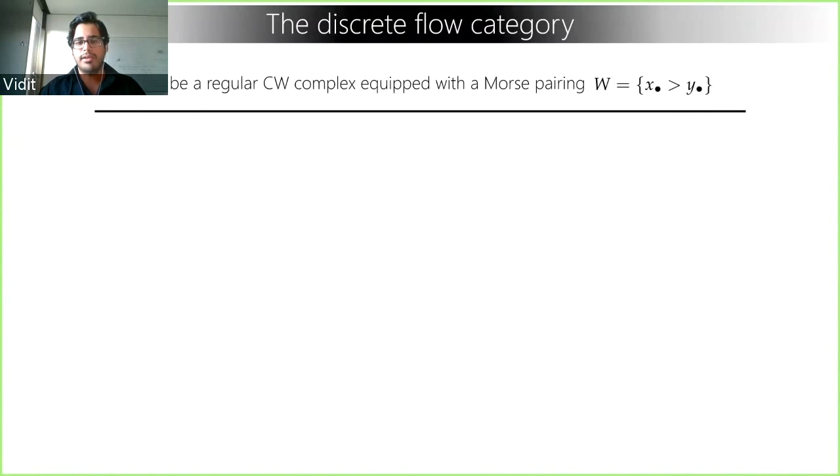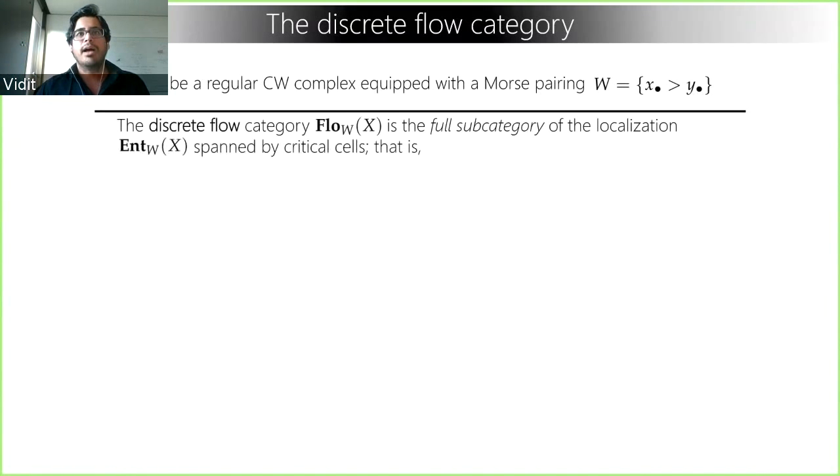All right, good. So now we are ready to define the discrete version of the Cohen-Jones-Siegel flow category. So X is a regular CW complex. You can think simplistically, you will lose no information. And say that W is a collection of things that were paired by arrows in discrete Morse theory.